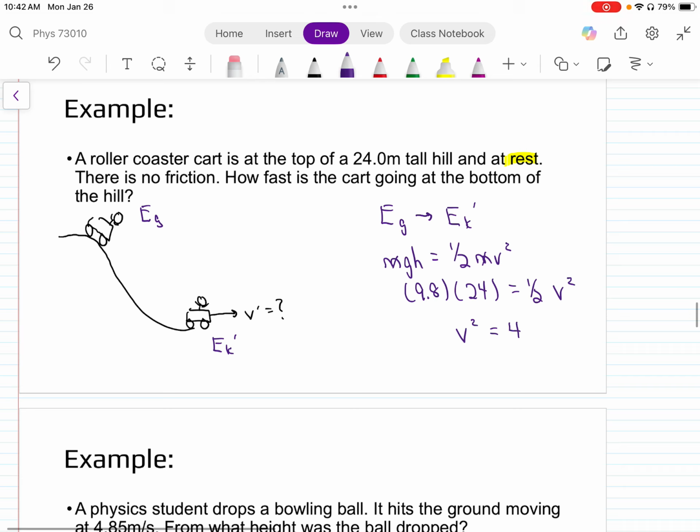My calculator gave out 470.4. Then when we square root it, rounding it off to 3 digits, I got 21.7. Do your calculator work, make sure you agree. But our roller coaster will be going 21.7 meters per second.